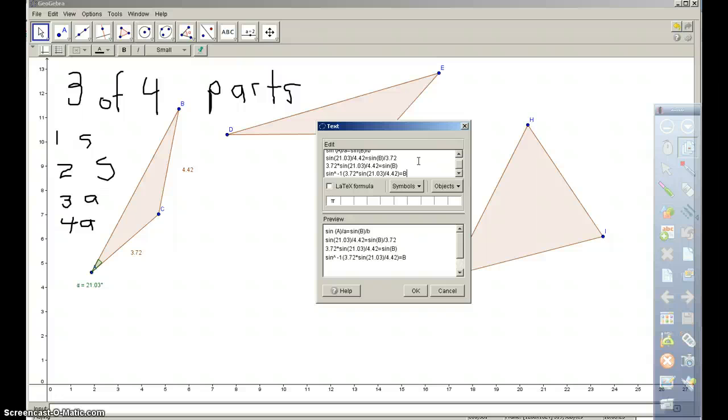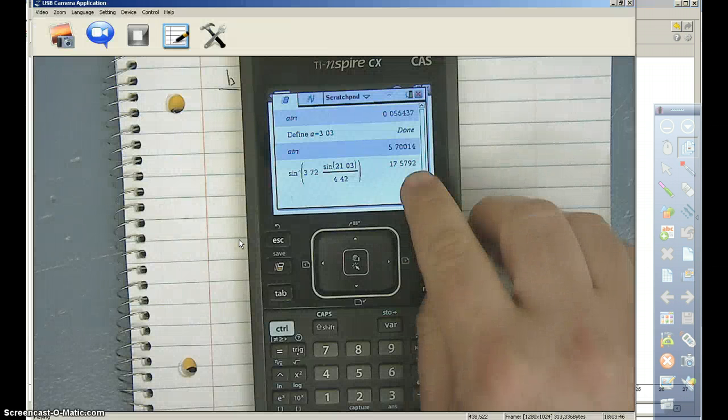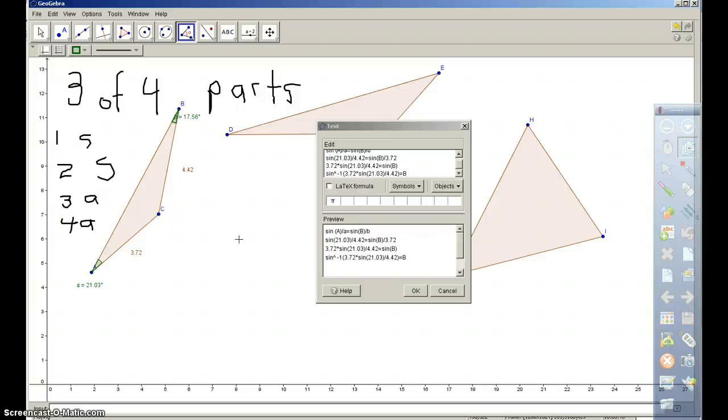Did I do that right? That doesn't look right. Oh yeah, that could be a 17.5792 angle. Well, let's confirm. Here we go. Is this 17.56? Very good. Off a little. I had 17.57, almost 58. I'm off, and the reason I'm off is because of the rounding that I did right here. This is not exactly 21.03.